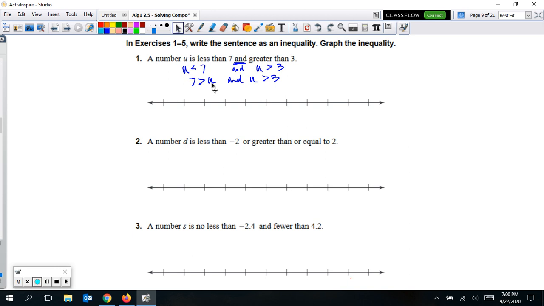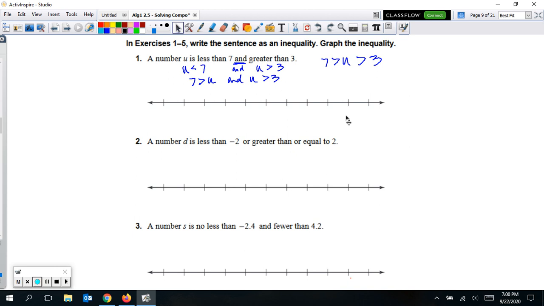So now what we can do is mash those together. We'll say 7, this inequality sign, then we'll have u here, inequality sign, and then the 3. So we put it all together like that in one long statement. We're just going to mash it together there in the middle to say that u is in between 7 and 3.